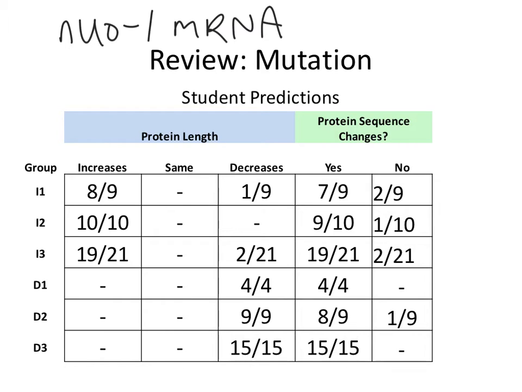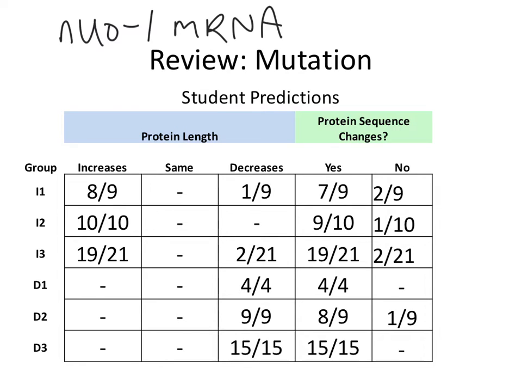So what's the pattern that emerges? What sort of predictions in general were made about insertion mutations? If you're in group I1, I2, or I3, how did that affect protein length? Did you predict? Most of you said it would increase. So in insertion, if you're adding nucleotides, the prediction is it's going to increase the length of the protein.